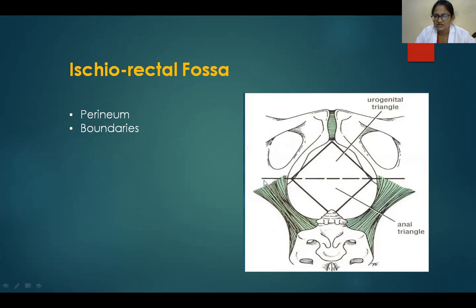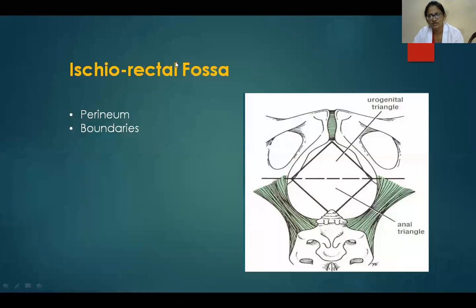And next, this is an imaginary line. An imaginary line will be drawn from the anterior end of the ischial tuberosity. This imaginary line divides the perineum into the anterior urogenital triangle and the posterior anal triangle. Okay, so this is about the perineum.